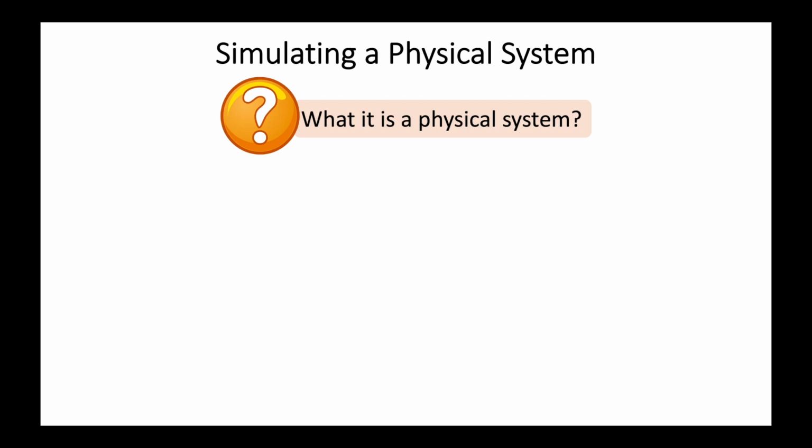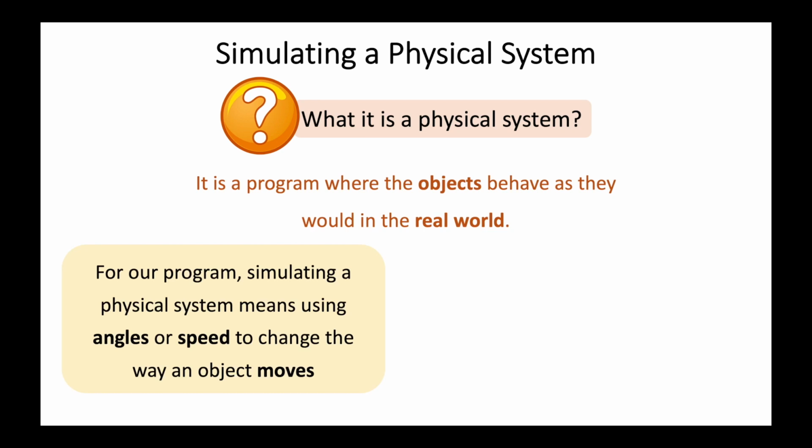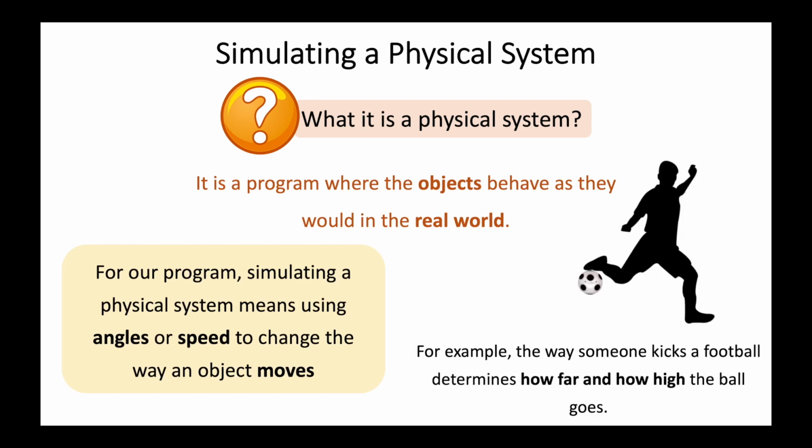But what is a physical system? So it's a program where the objects behave as they would in the real world. Now think about when kicking a football. The way someone kicks a football determines how far and how high the ball goes. So if you do a small, light kick, the ball's not going to go very far, but if you do a powerful kick, the ball will go very far and can go very high as well.